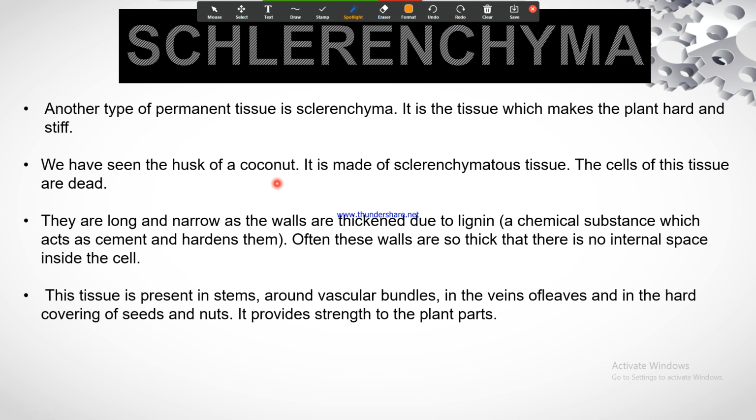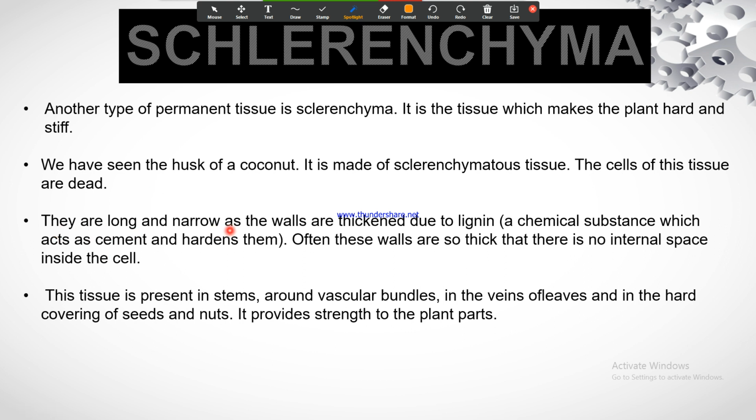Even the outer layer of almonds, some types of nuts, have this sclerenchyma. Almond nuts, you all are familiar with that, right? You can soak the almond, and when you peel the almond's outer layer, you can observe that the peel of the almond is nothing but sclerenchyma, made up of sclerenchyma type of tissue. The cells of the tissue are dead. Already I told you they are dead because their main function is to give mechanical support as well as stiffness and hardness to the plant body, some parts of the plant body.